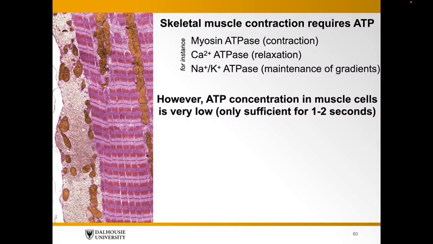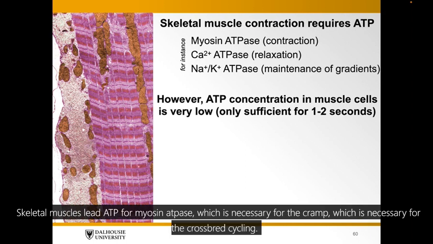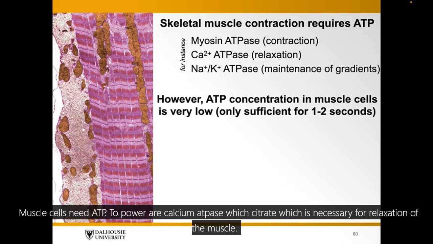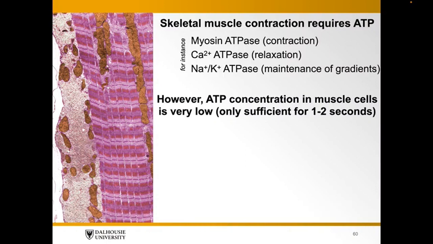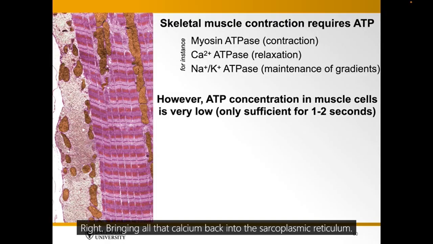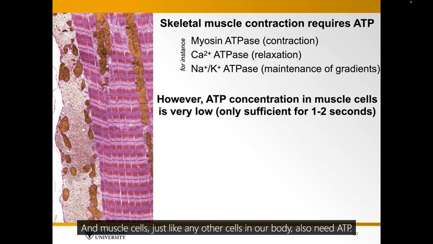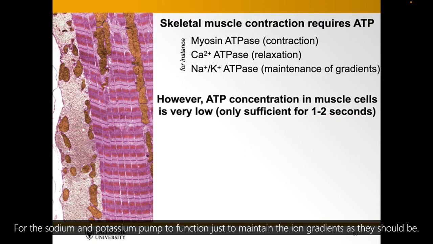Just to remind you of a few examples here, skeletal muscles need ATPase for myosin, which is necessary for the cross-bridge cycling. Muscle cells need ATP to power our calcium ATPase, which is necessary for relaxation of the muscle, right? Bringing all the calcium back into the sarcoplasmic reticulum. And muscle cells, just like any other cells in our body, also need ATP for the sodium and potassium pump to function, just to maintain the ion gradients as they should be.